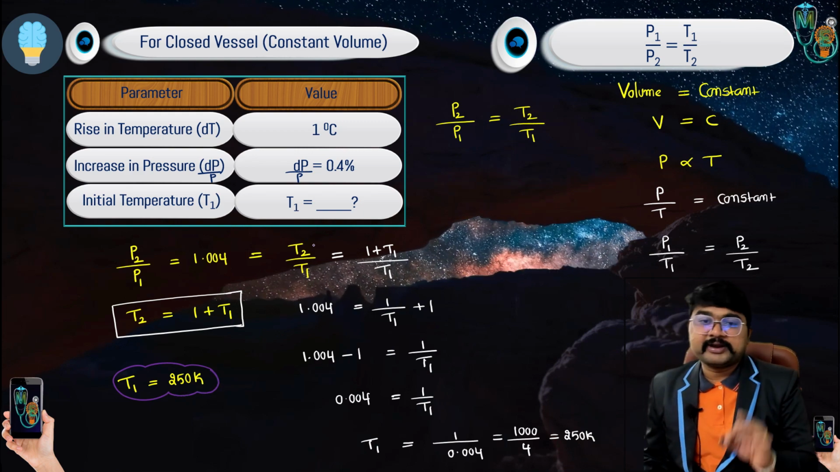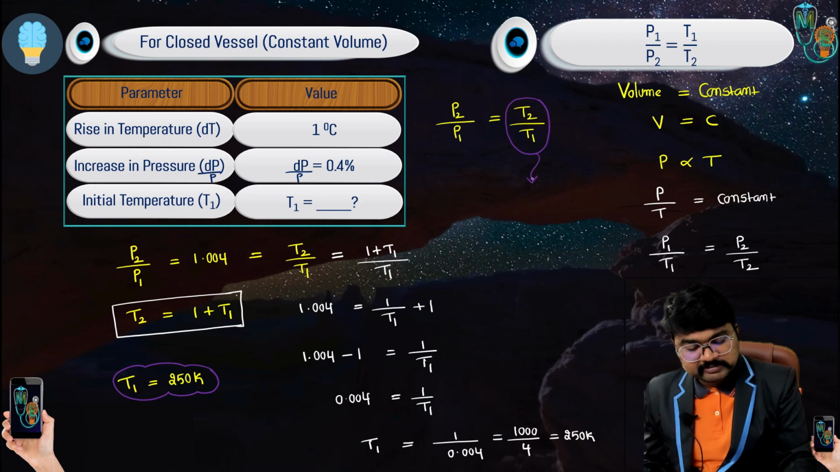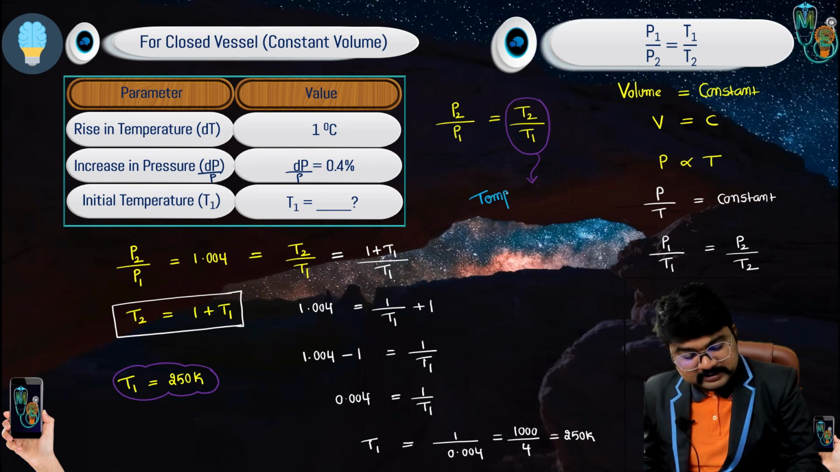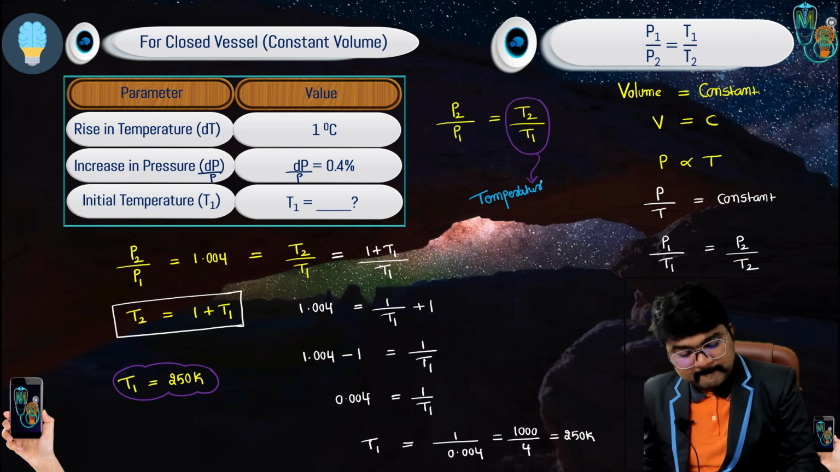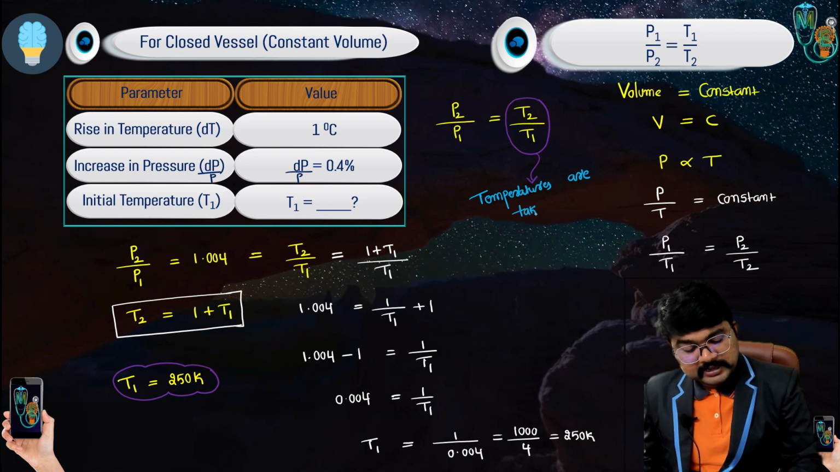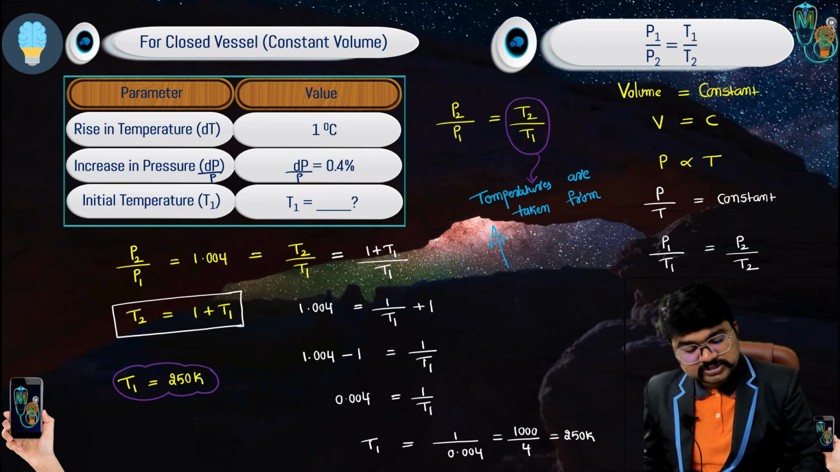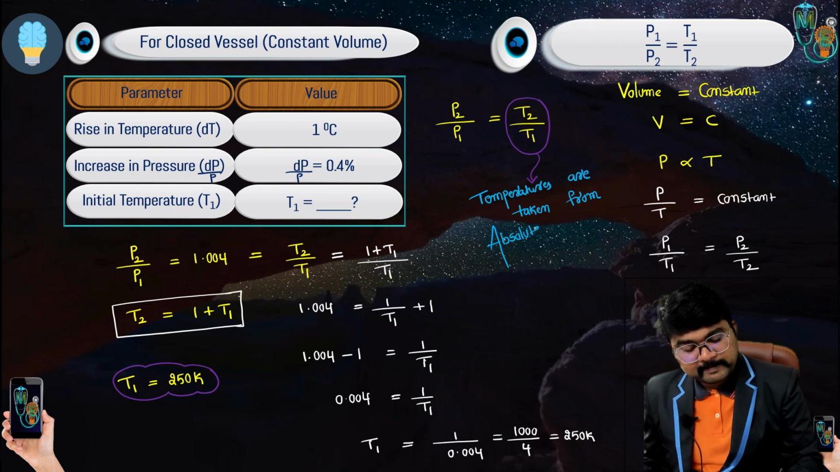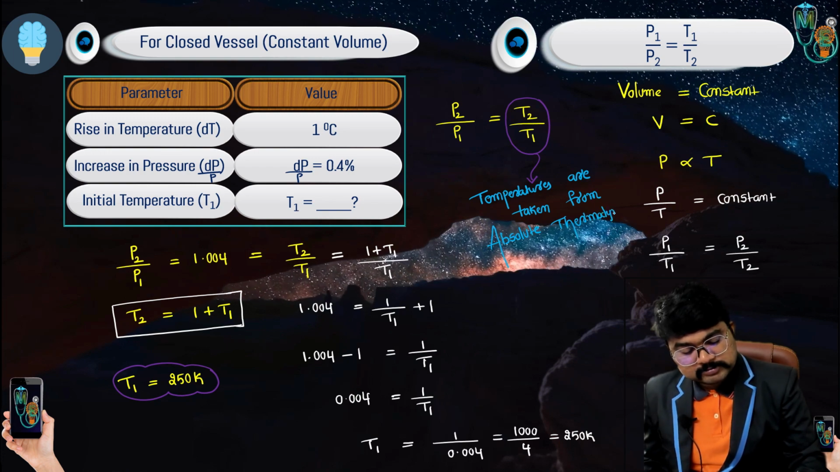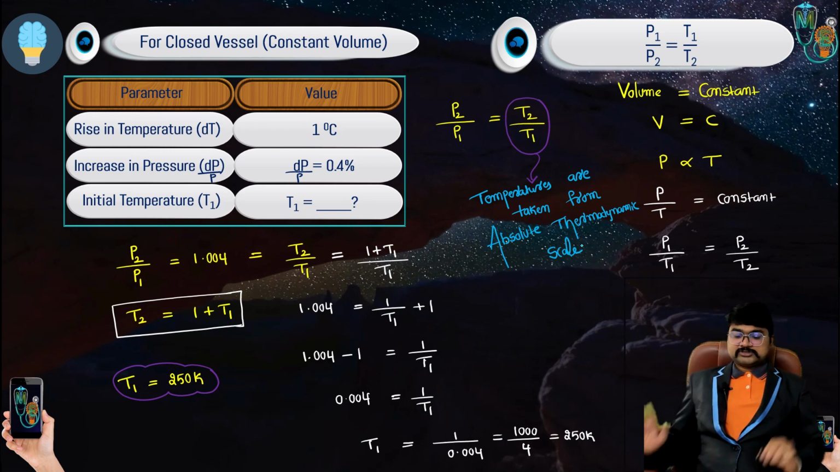Whatever answer you get from here, that is the thing. From this relation, temperatures must be in Kelvin; temperatures are taken from the absolute thermodynamic scale. Understood? So this is the way.